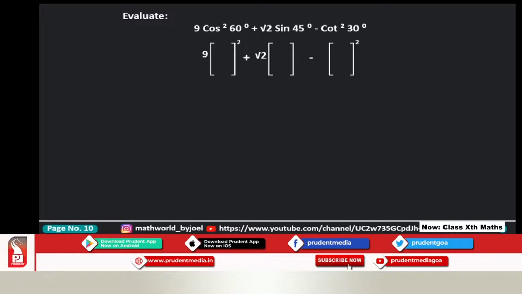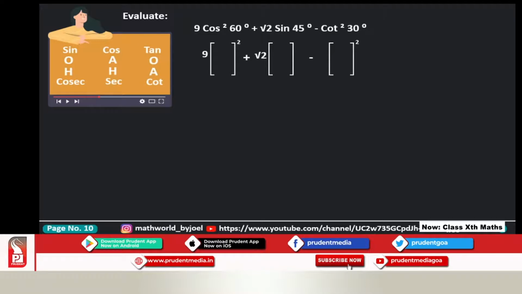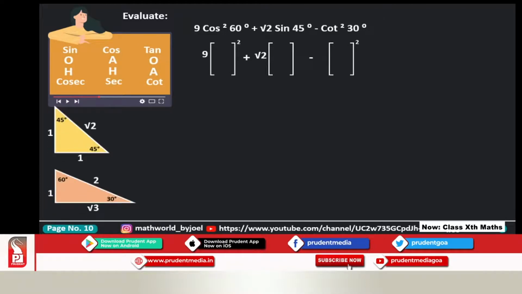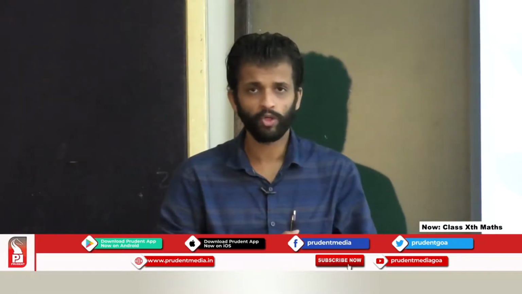Okay. And now we need our usual table and the two triangles. So what are we looking at? We are looking at cos 60 and from angle 60. So from angle 60 when I look, cos is nothing but adjacent upon hypotenuse. So adjacent will become 1, hypotenuse will become 2. So this would become 1 upon 2.